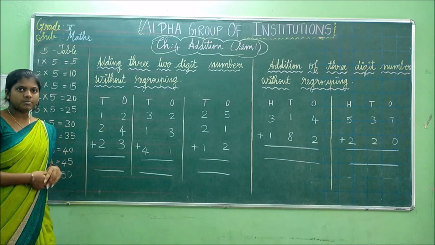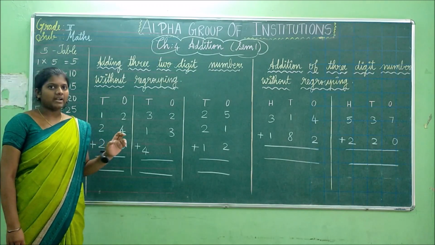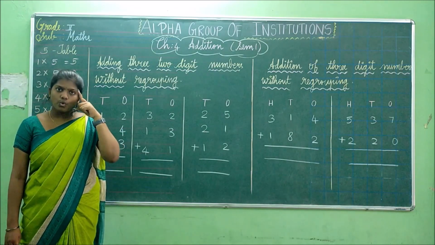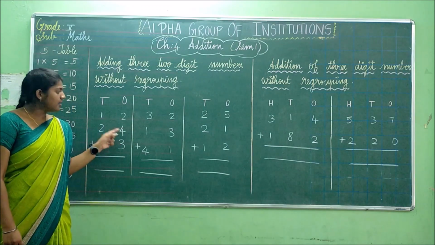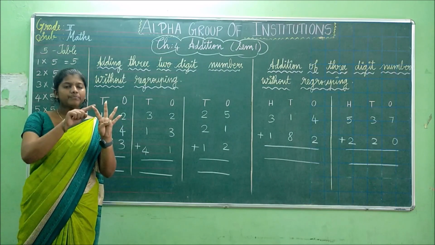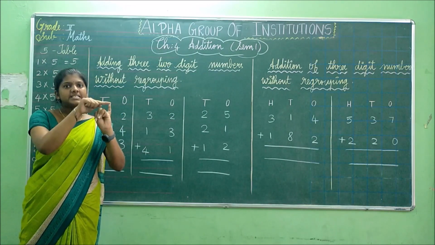Now shall we add the ones place, children? So we have three numbers. How will we add? Now I will tell, okay? See, first 2. Take 2 in the mind and 4 on the fingers. 2, after that 3, 4, 5, 6.